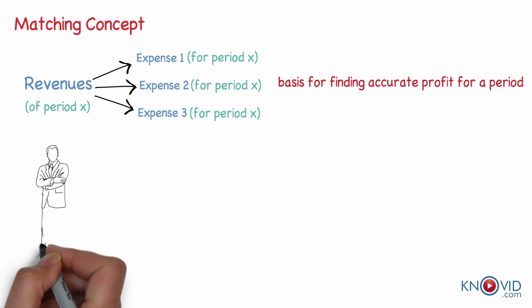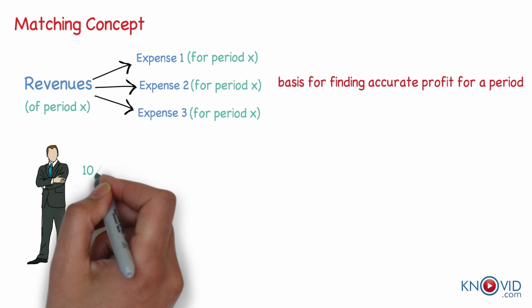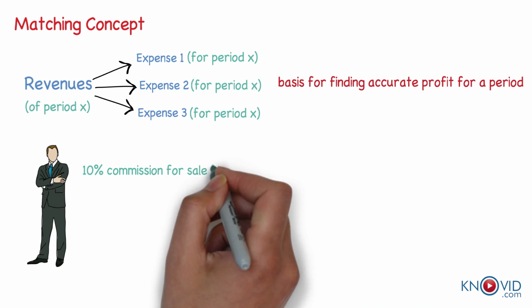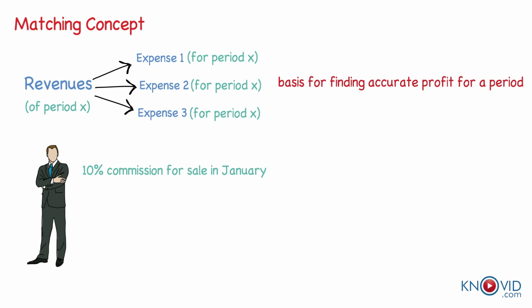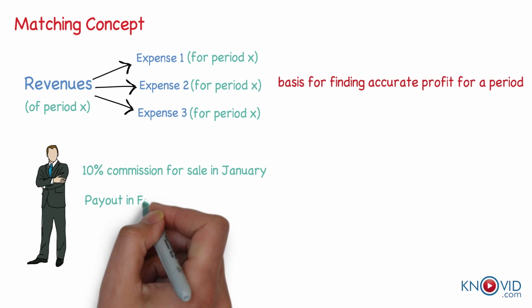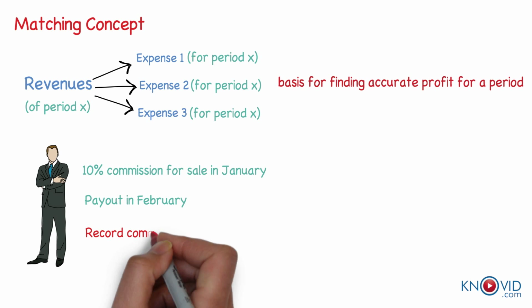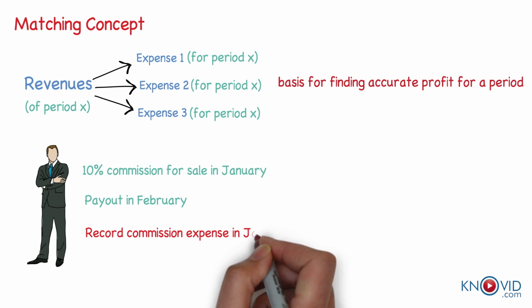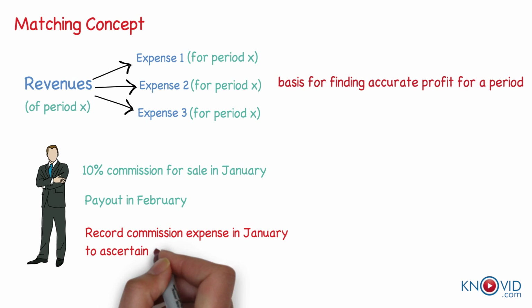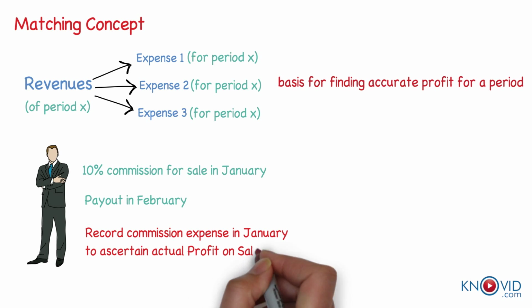For example, a salesman may earn 10% commission for a sale in January. The payout of the amount to him may be in February. However, one should record the commission expense in January so as to accurately ascertain the actual profit on the sale.